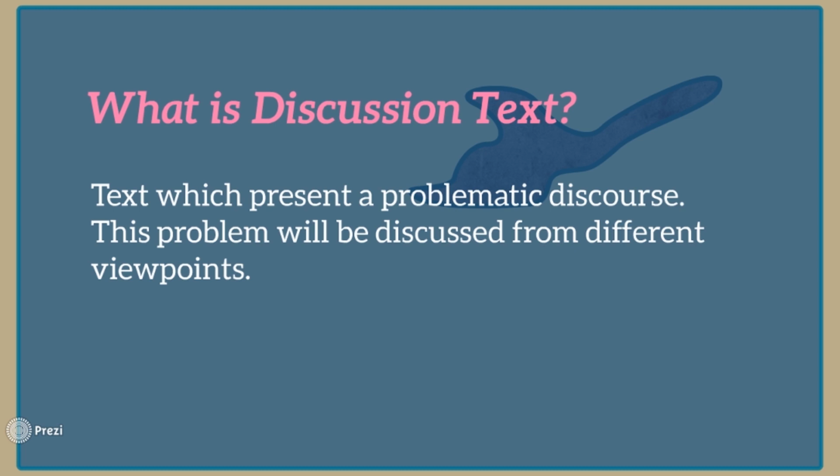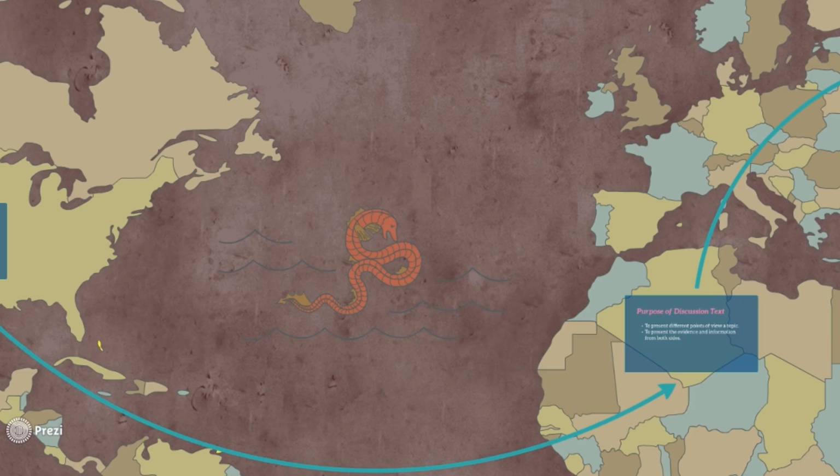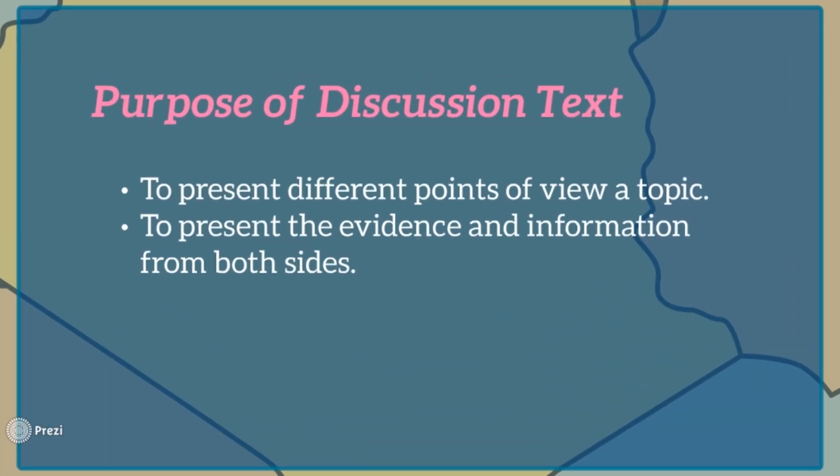Now let's move to the purpose of discussion text. There are 2 purposes of discussion text. The first one is to present different points of view on a topic, and the second is to present the evidence and information from both sides.